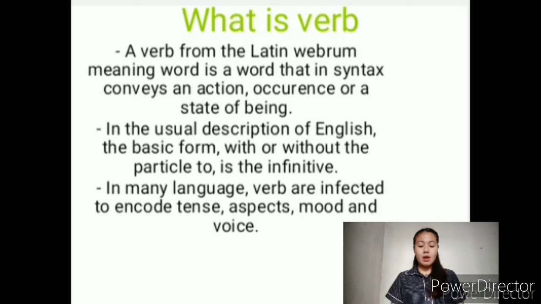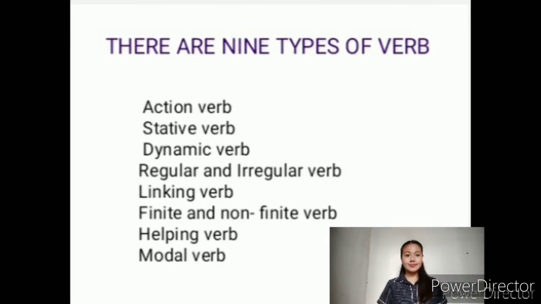My topic is all about verb. First, what is verb? A verb, from the Latin verbum meaning word, is a word that in syntax conveys an action, occurrence, or state of being. In the usual description of English, the basic form, with or without the particle to, is the infinitive. In many languages, verbs are inflected to encode tense, aspect, mood, and voice. There are 9 types of verb: action verb, stative verb, dynamic verb, regular and irregular verb, linking verb, finite and non-finite verb, helping verb, modal verb.